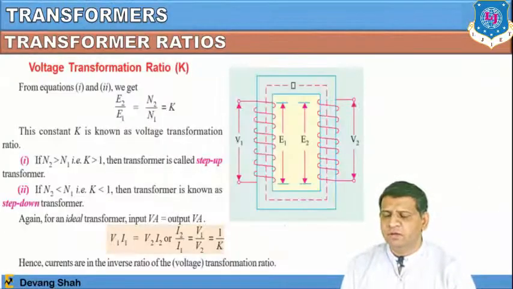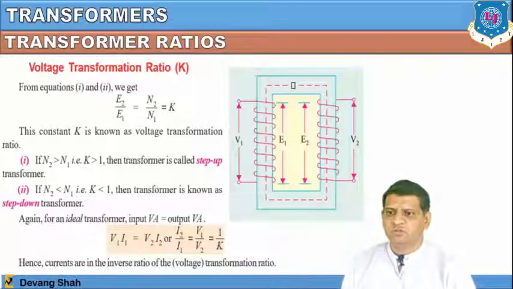So you can find the voltage transformation ratio K, which I define as E2 by E1, is equal to N2 by N1. Now based on this value of K, I can categorize the transformer. Constant K is known as the voltage transformation ratio. If N2 is greater than N1, that means K is greater than 1, so this transformer is called a step-up transformer. If N2 is less than N1, so K is less than 1, that transformer is known as a step-down transformer.